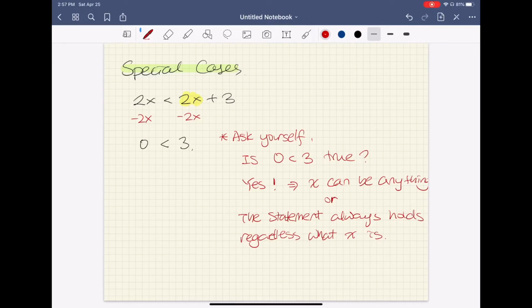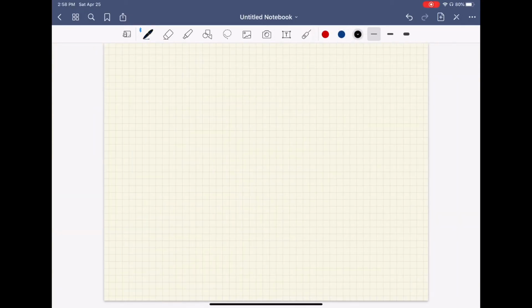0 is always less than 3. Does it matter what x is? No, because x is not even in the inequality. So this is our first special case. Let's do one more. If we have 2x greater than 2x plus 5, same thing, we solve it first. Minus 2x on both sides, and so we get 0 greater than 5.